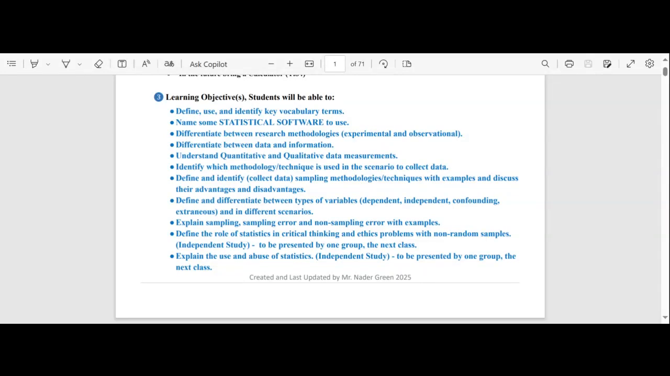The next topic is define and differentiate between types of variables, dependent or independent, confounding, and extraneous. I think maybe you heard about extraneous in algebra before. And differentiate in different scenarios. Like you have a scenario, and then you need to define which one is the dependent, which one is independent, which one is a confounding, and which one is the extraneous.